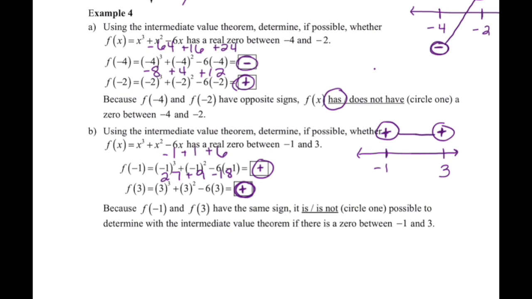These are two points, and it's not going to be a nice straight line, obviously. It could do a loopy-loo of some kind. But notice that we're staying positive. We're not dipping below the x-axis. So because they have the same sign, it is not possible to determine whether there is a 0 between -1 and 3.